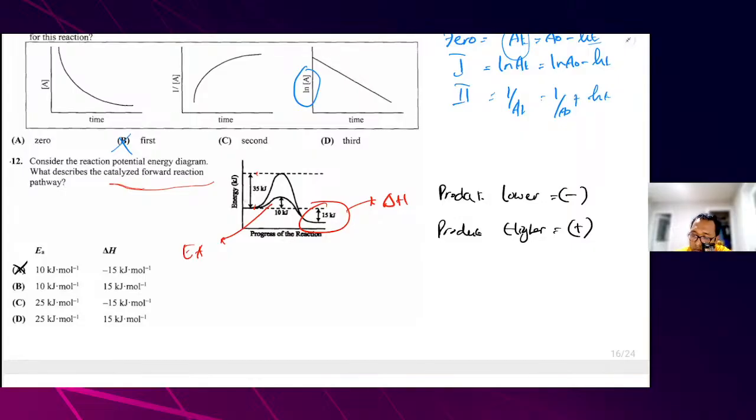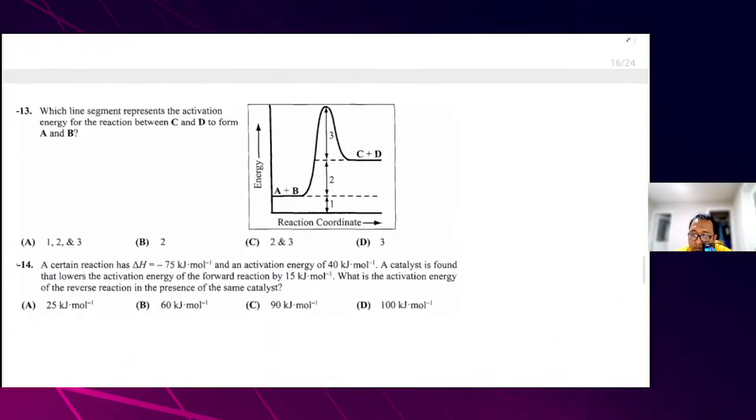This is reactant, right? Then this is the product. So see, this is minus, right? Okay. And then we have another one. In this case, the delta H should be positive. Which line segment represents the activation energy for the reaction between C and D to form A and B?